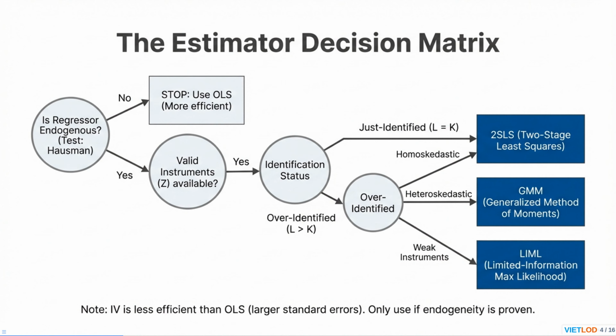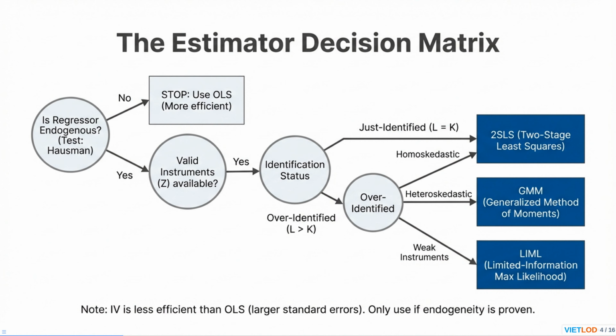This decision matrix serves as a roadmap for choosing the most appropriate estimator when dealing with potential endogeneity. The process begins with a Hausman test to determine if the regressor is truly endogenous. If not, we stop and use OLS because it is more efficient with smaller standard errors. If endogeneity is present and valid instruments are available, we move to check the identification status. In a just-identified model, where L equals K, two-stage least squares is the standard choice.